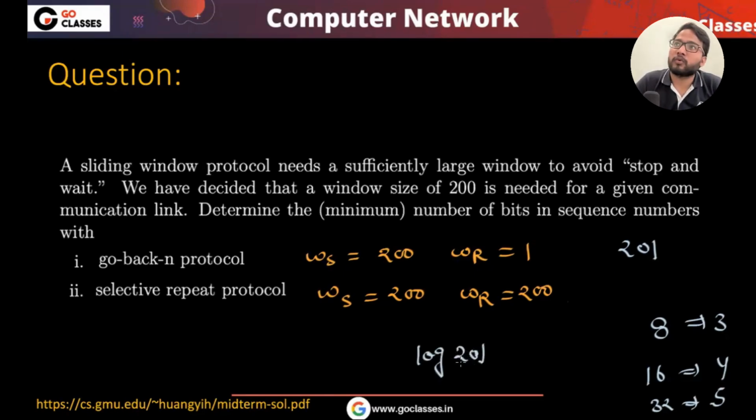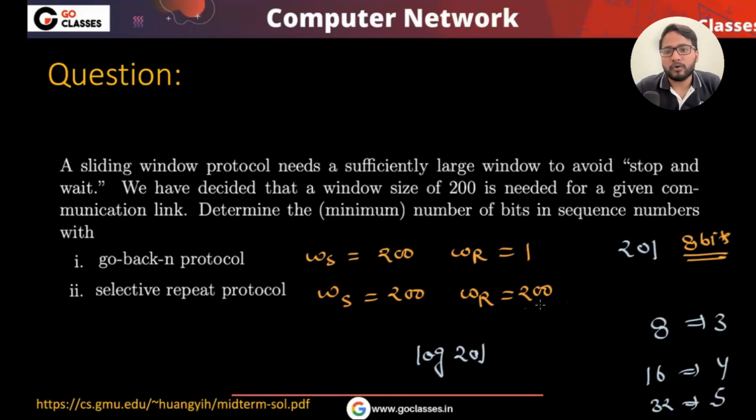So this is 2 power 6, 2 power 7, 2 power 8. 2 power 7 is 128 only. 8 bits can represent 256. So I think minimum 8 bits you will be needing. Can 7 bits be fine? 7 bits won't be able to represent this 201, right?